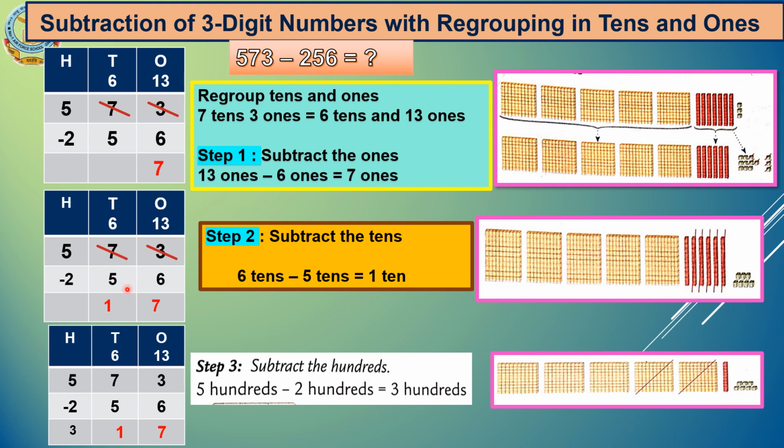Subtract the tens. We see that 5 tens is less than 6 tens. So it can be easily subtracted. So 6 tens minus 5 tens is equal to 1 ten. So write down 1 in the tens column and move to the hundreds place. Now subtract the hundreds.